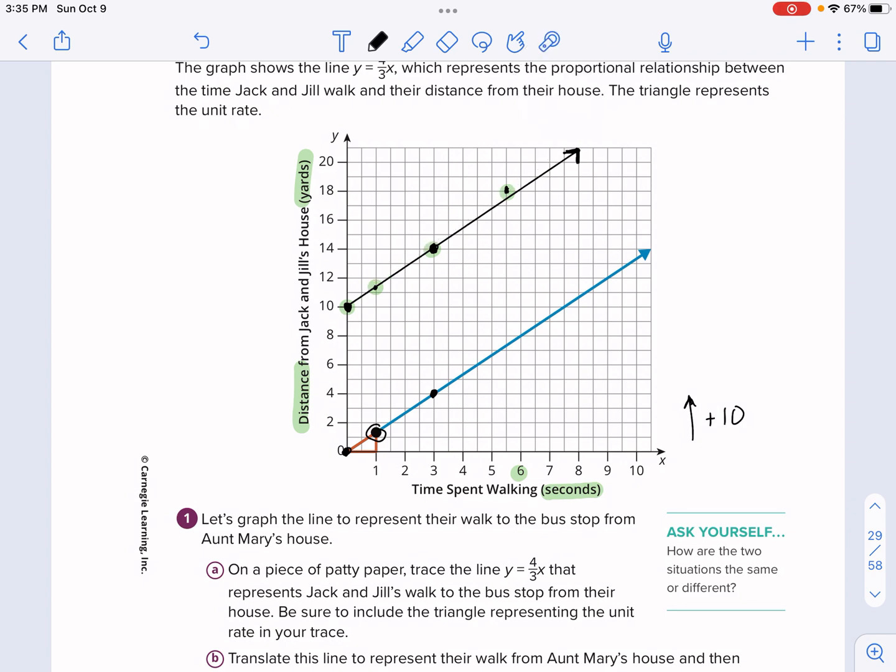Oh, you know what? I actually did graph it right. Let me erase this point. I looked at the wrong area here. So 6, if I go up, it's actually right here. All right, so never mind. We did that correctly. It has a height of 18 and a width to the right of 6. So at 6 seconds, we are 18 yards away from the house.